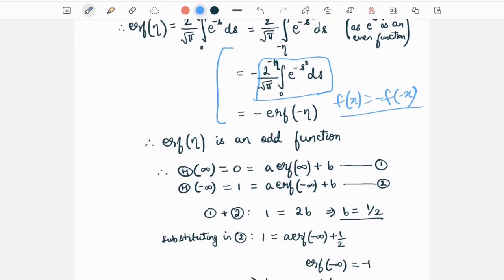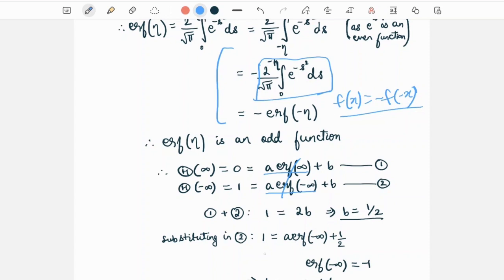Why? Because our boundary conditions are of the plus-minus x format, plus infinity and minus infinity. So this way, now we have two equations, so we're able to solve two equations in two unknowns. These are our two equations. Now if I add 1 and 2, notice that these two are negatives of each other. So if I add these, this gets cancelled. So that gives us b is equal to half.